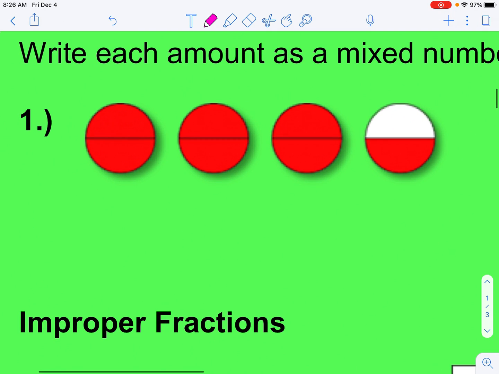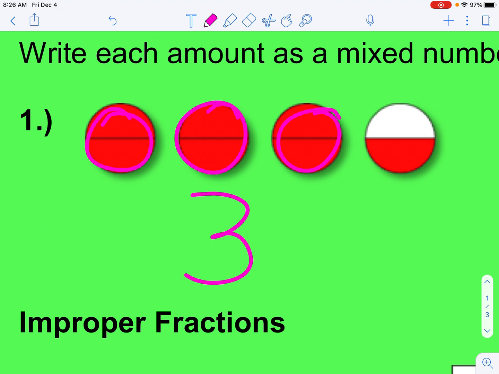Okay, so let's try practicing some. Let's look at number 1. Our first step is to count how many we have filled in all the way. This one's filled in all the way, this one's filled in all the way, and that one's filled in all the way. So we have 3. And you write that number kind of big because our next number is a fraction, because this one isn't all the way filled in. Well, we have 1 piece filled in and there's 2 pieces, so 3 and 1/2.